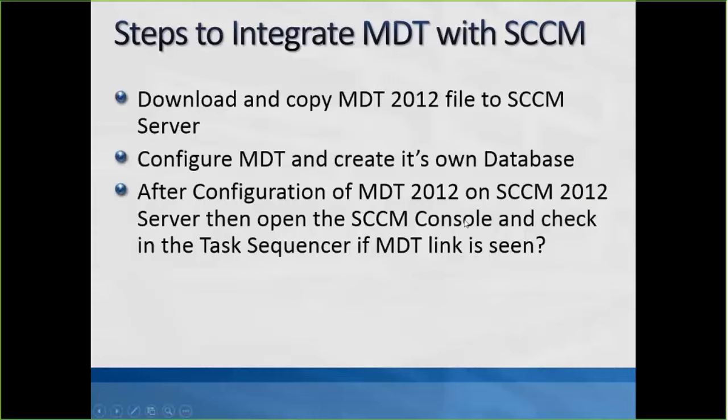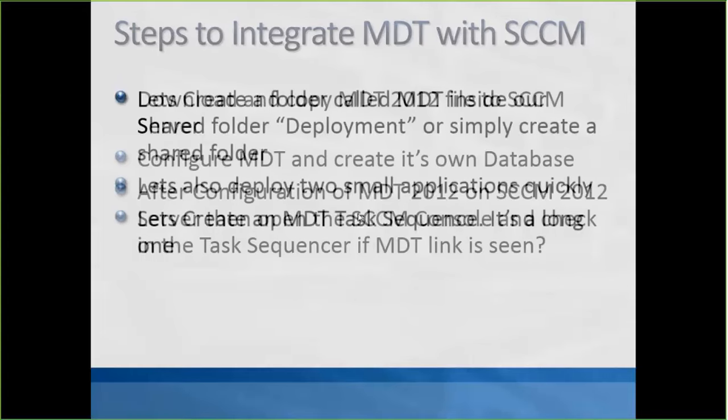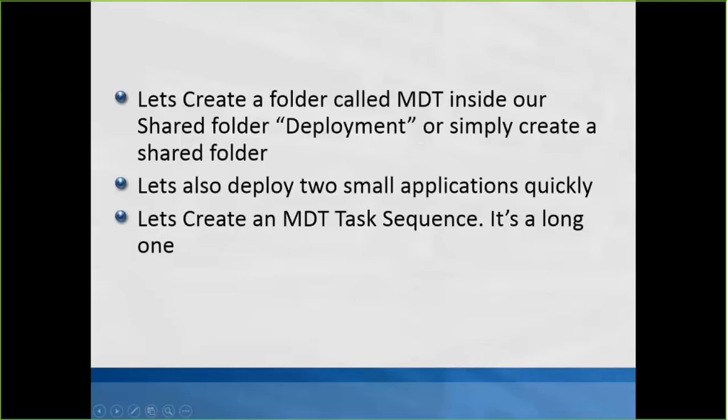So after creation of the server, open the SCCM console and check in the task sequencer. We just did that, and I think everyone is seeing MDT in the task sequencer. So let's create a folder called MDT. We did that, and the next step is to create the MDT task sequence and distribute it to the distribution point. Let's also deploy two small applications. We did that. Let's create an MDT task sequence. It's a long one. We already added an image, we already added two applications, and we integrated MDT and confirmed that.